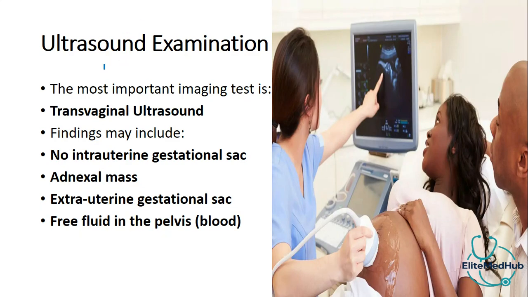So you do an ultrasound examination, which is the most important imaging test. Here you do a transvaginal ultrasound. Findings may include no intrauterine gestational sac, adnexal mass, extrauterine gestational sac, that's you may even find a gestational sac but it will be outside the uterus. Then there might be free fluid in the pelvis, that's blood.